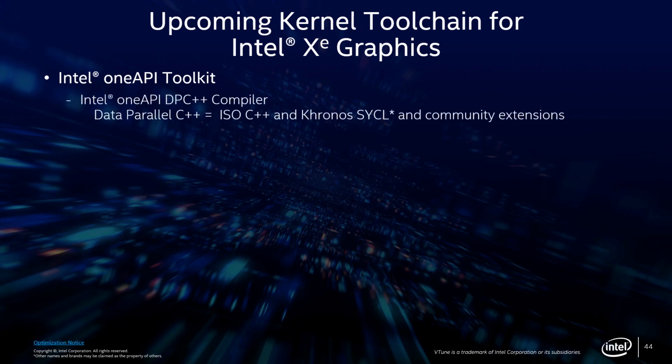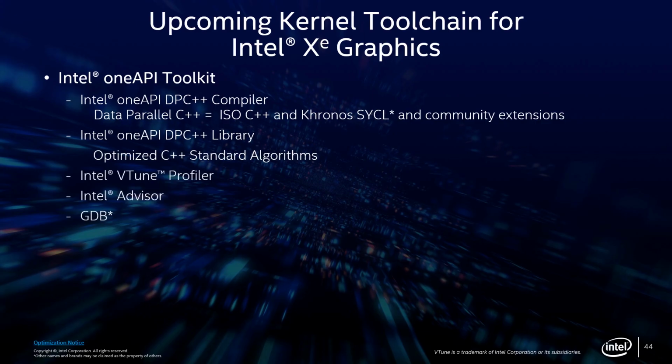Data Parallel C++ is an open standards-based evolution of ISO C++ that incorporates Khronos SYCL and community extensions to simplify data parallel programming. The Intel oneAPI Data Parallel C++ library is a companion to the compiler and provides parallelized C++ algorithms and utilities that are optimized for a variety of hardware. And then we have a familiar set of support tools: Intel VTune Profiler to find performance bottlenecks fast in CPU, GPU, and FPGA systems, Intel Advisor for efficient vectorization, threading, and offloading to accelerators, and GDB for code troubleshooting.